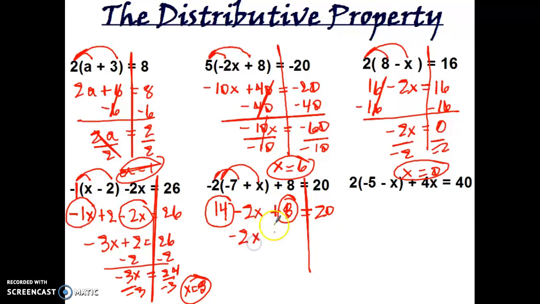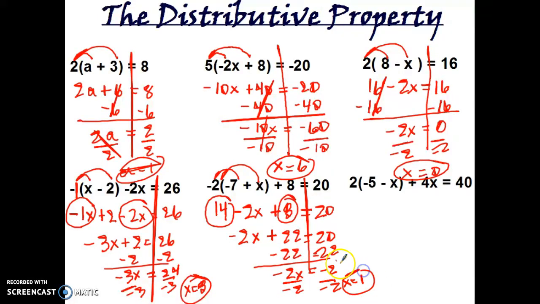variables. So negative 2x, 14 plus 8 is a positive 22 is equal to 20. Subtract 22, my two-step equation. Negative 2x is equal to negative 2. Divide by negative 2, divide by negative 2. X is 1.